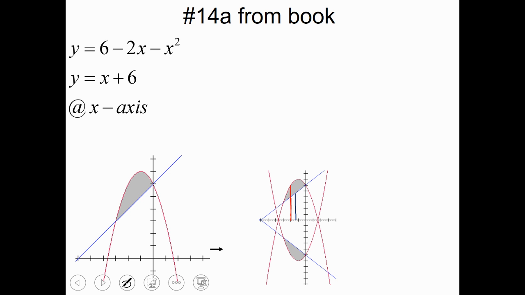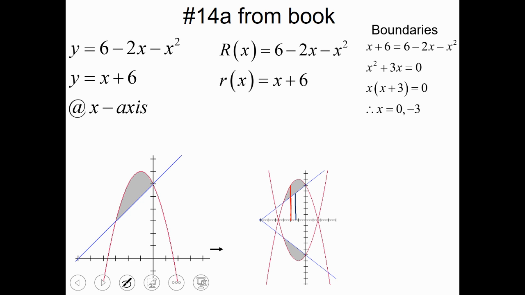To find your boundaries, to find the smallest x value and the biggest x value, if you're using a calculator, you may be able to just find them that way. If not, you would need to set them equal to each other. So I know I have that work somewhere. Here it is. So set these two functions equal to each other and solve for x. You get 0 and -3. So -3 is this point here, and then x equals 0 is this point.